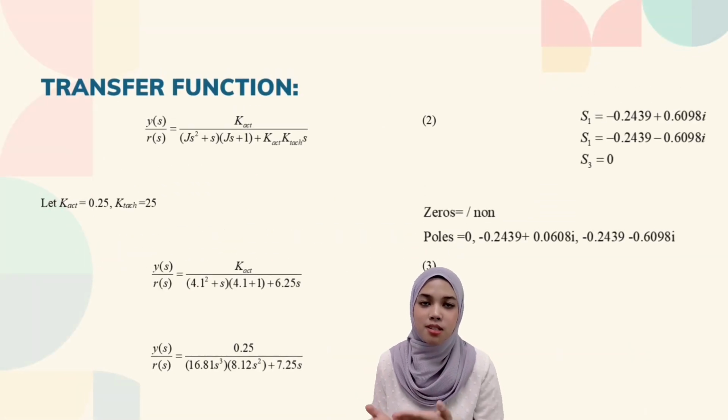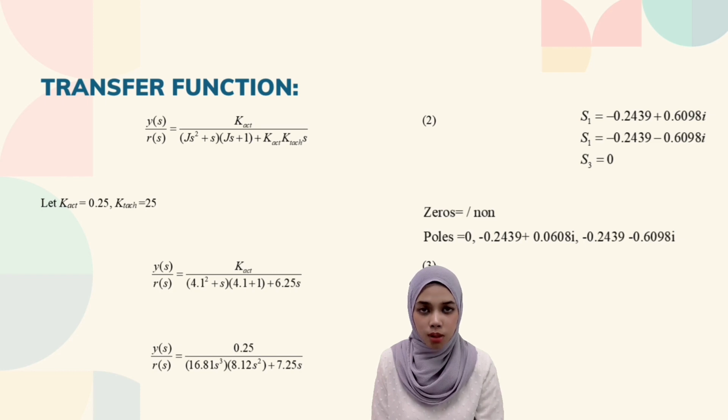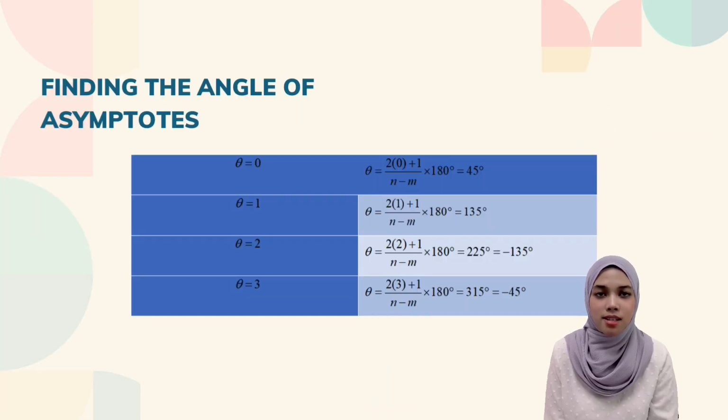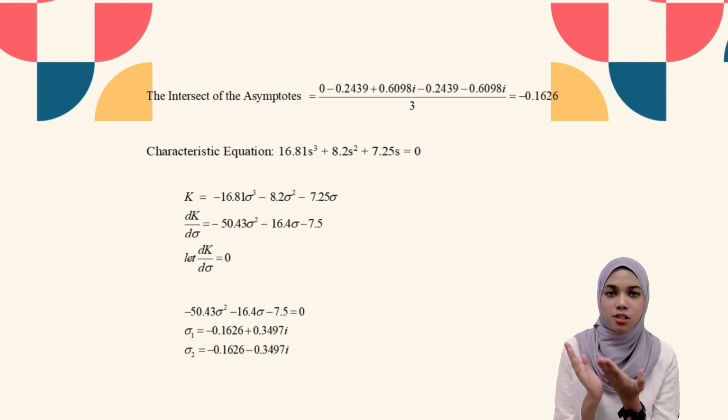As you can see, this is our transfer function. After we get our transfer function equation, we will substitute K actuator equal to 0.25 and K' equal to 25, and we will get our zeros and our poles as shown in the slide. Since we get 3 poles, we will calculate the angle of our asymptotes with theta equal to 0, 1, 2 and 3, and we will get the angles of 45, 135, negative 135 and negative 45, and we will get our characteristic equation like shown in the image on this slide.